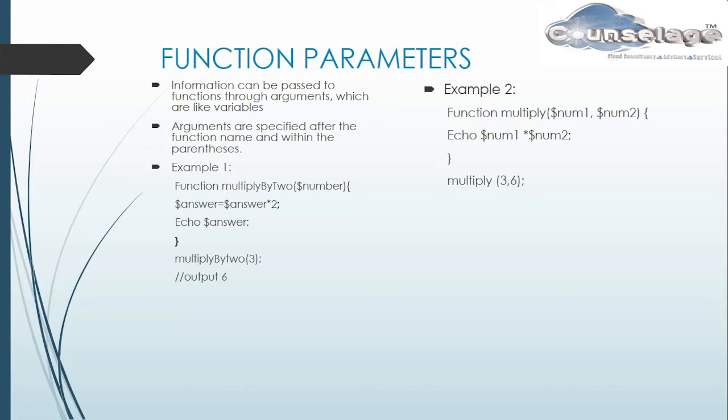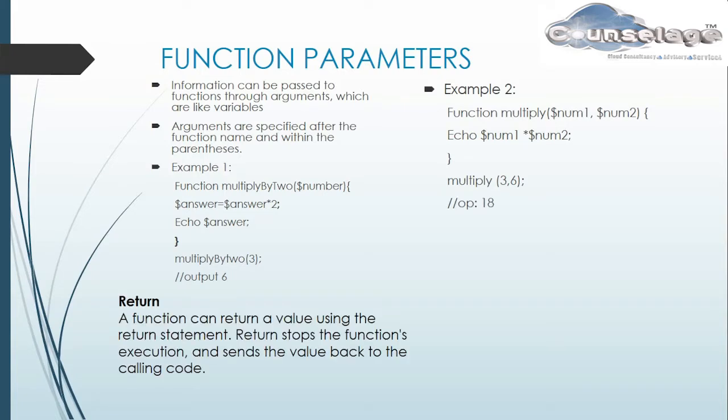Example 2, function multiply $num1 $num2. So here the function parameters are $num1 and $num2, and then echo prints the multiplication of num1 and num2, and then call the function multiply with the values 3 and 6. So the output will be 18.